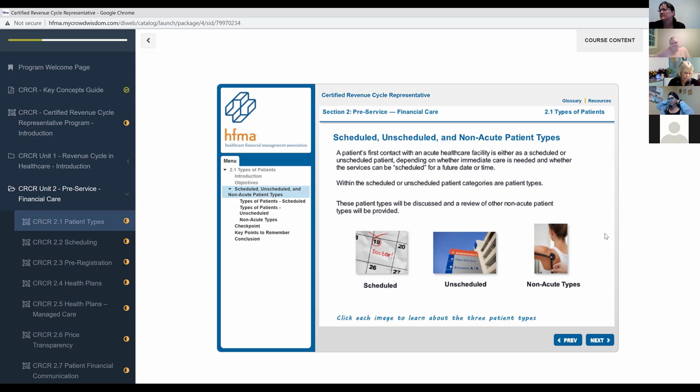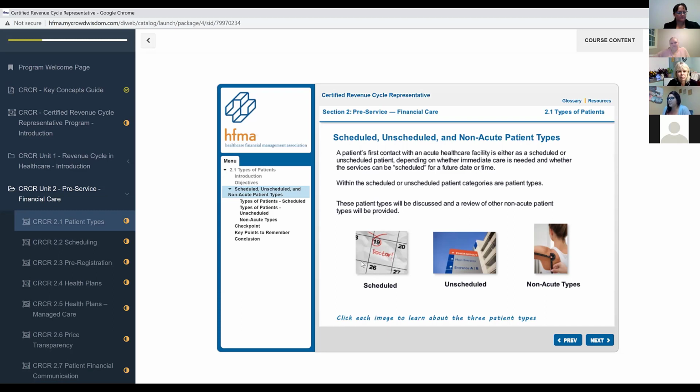So the first topic is patient types. We're going to go through what each patient type is. There are 3 patient types: scheduled, unscheduled, and non-acute. If you are following along in your guide, if you click on each one, there are 4 types of scheduled patients.